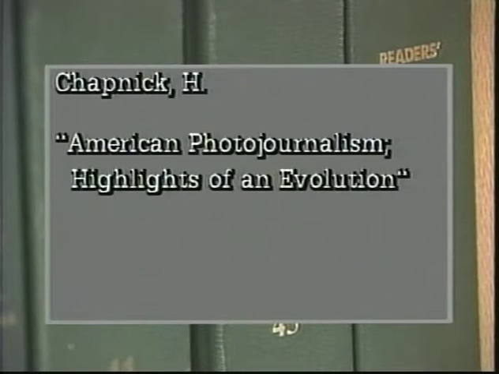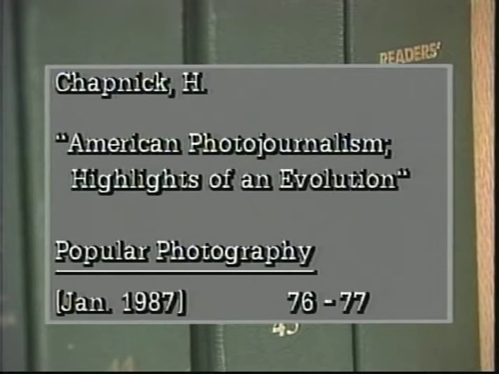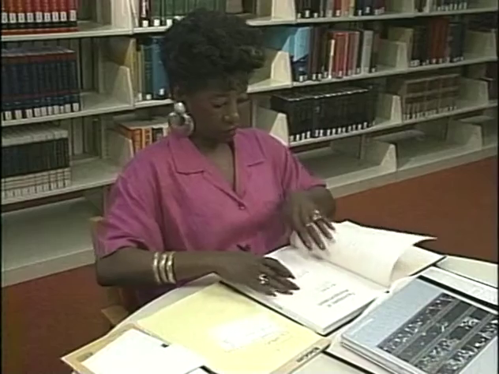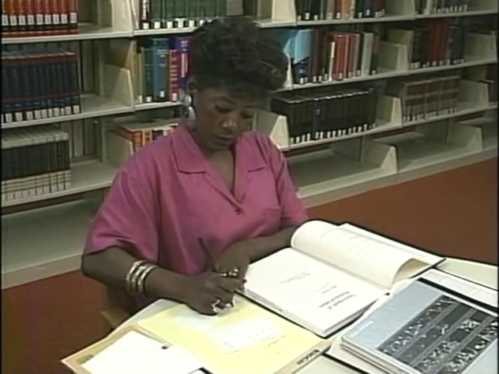Next is the title of the article placed in quotation marks. "American Photojournalism, Highlights of an Evolution." The title of the magazine, underlined, is next. Popular Photography. Then the date, January 1987. Finally, note the inclusive page numbers, pages 76 through 77. Prepare an index card for every resource you use.